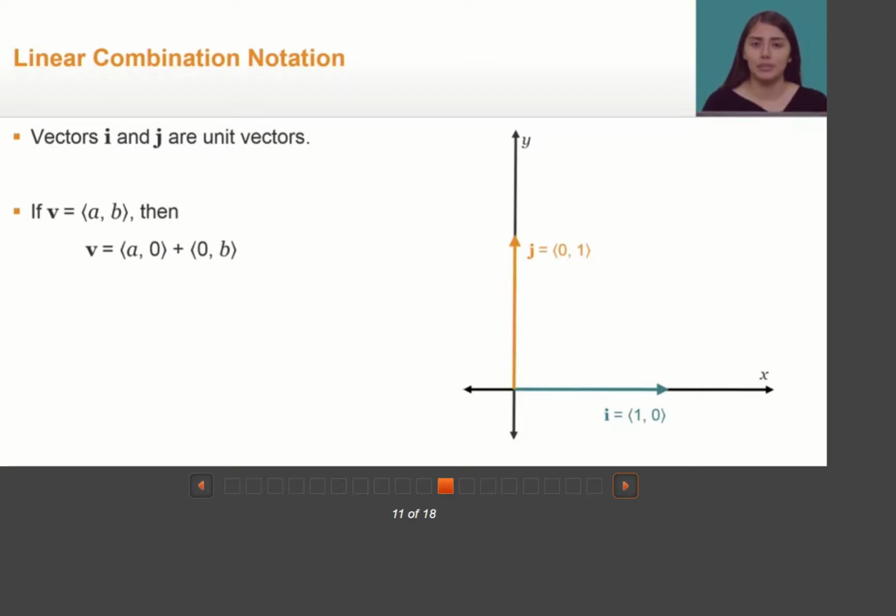v is a vector with an x component of length a and a y component of length b. Factoring those components out leaves us with the scalar values times the special unit vectors. We can then replace their component form with i and j. The vector v is now written as a linear combination of the unit vectors i and j.